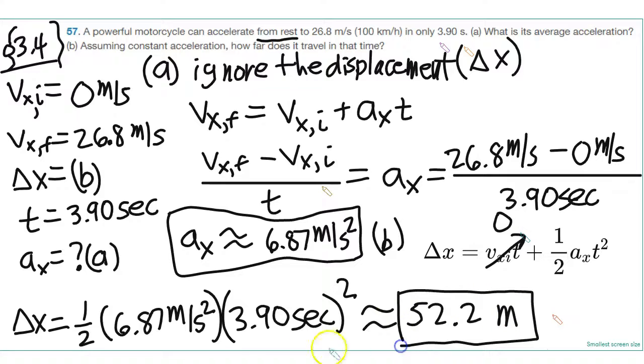By the way, I suggest you put the units in here, because meters per second squared, this 1/2 is unitless. But look at this. Do you see how it's units of seconds squared? Do you see how the seconds are going to cancel? You just end up with meters, which is what we expect for the displacement.